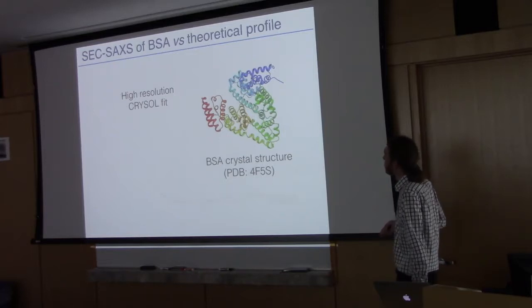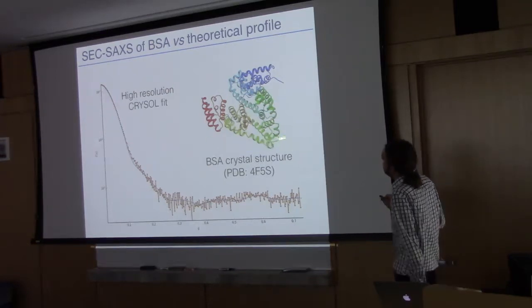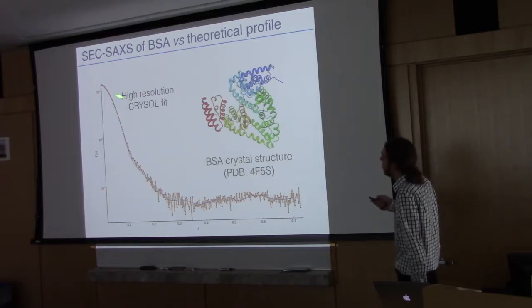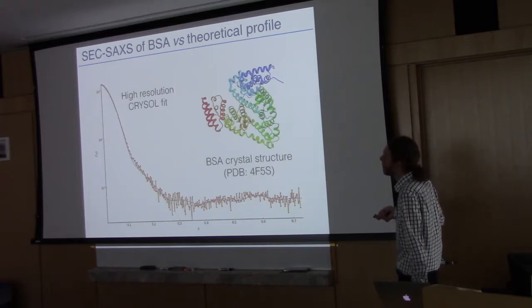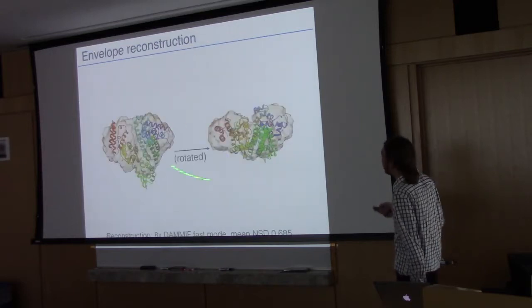And just for fun, I tried to reconstruct the... Oh, actually, I showed you the reconstruction earlier. This is a CRYSOL calculation from the crystal structure of BSA, and the orange curve is the main peak from that chromatogram. It fits pretty well, except for a teeny deviation here at mid-Q, which I think is probably significant and requires further investigation. The envelopes agree pretty well.